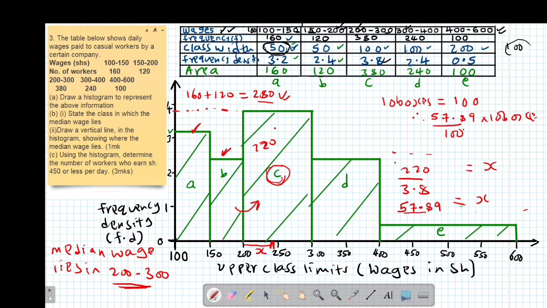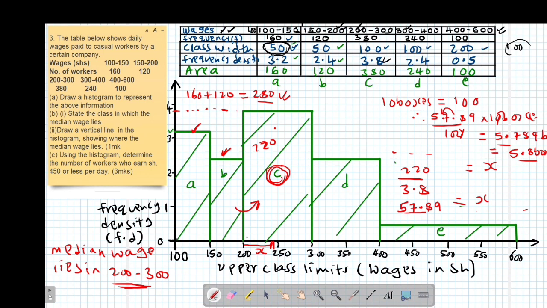Of course, the 0 and 0 will cancel out. So it means we are going to count 57.89 divided by 10, so the 10 will just shift the decimal here. So we need 5.789 boxes in this particular bar to take us to our median. Correct to 1 decimal point, it's roughly 5.8 boxes. So we need 5.8 boxes here.